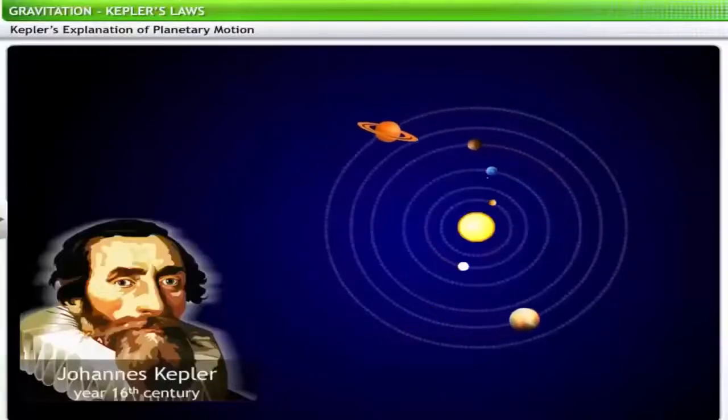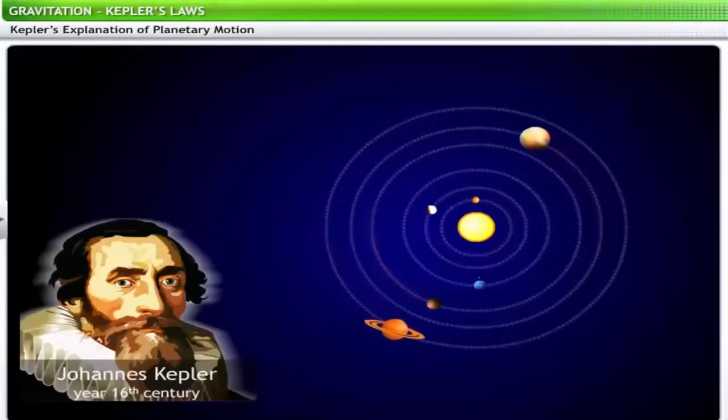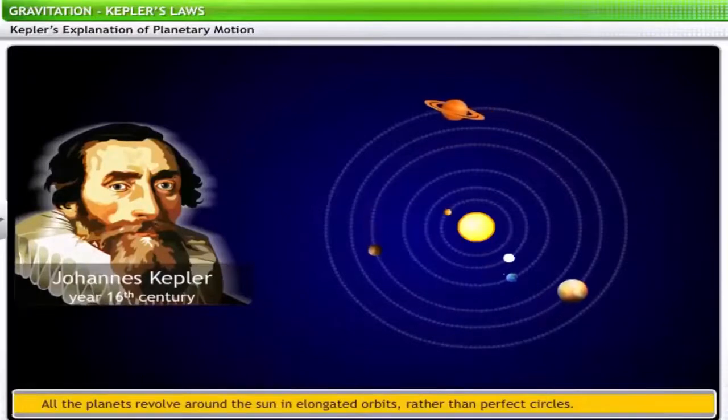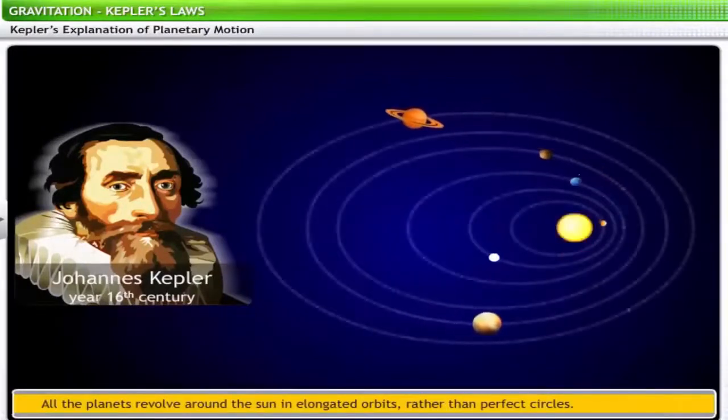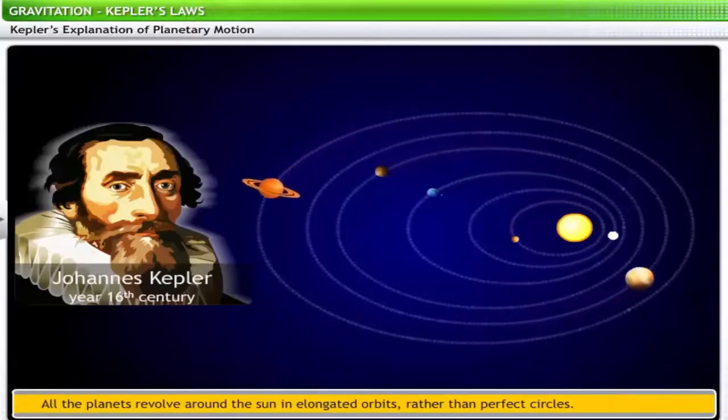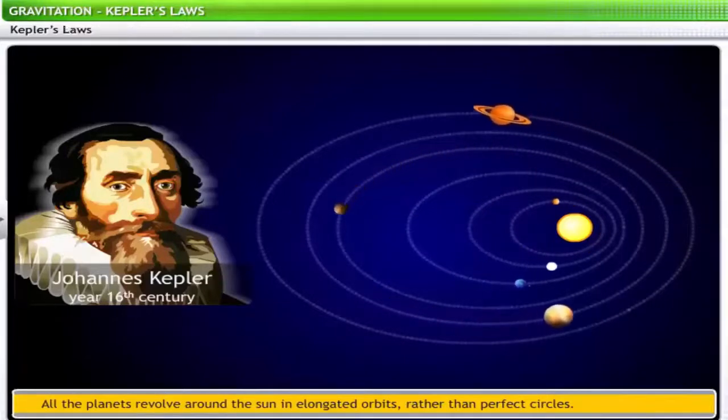In the early 16th century, Kepler studied the shortcomings of Copernican model using the data gathered by his teacher, Tycho Brahe. Kepler concluded that all the planets revolve around the Sun in orbits, which were elongated rather than perfect circles. Based on his observations, Kepler propounded 3 laws of planetary motion, known as Kepler's laws.